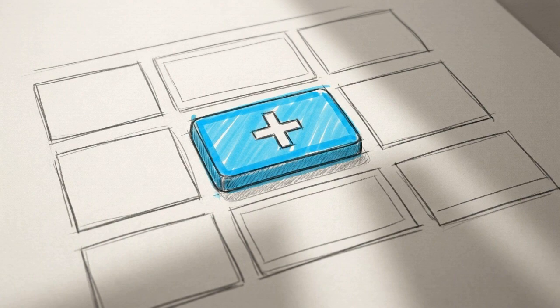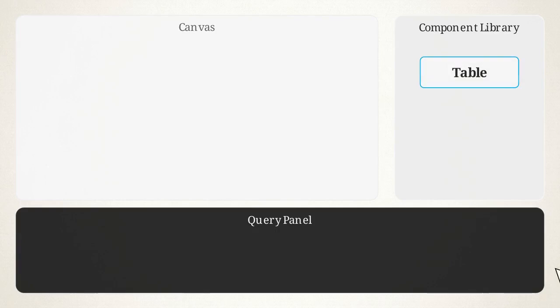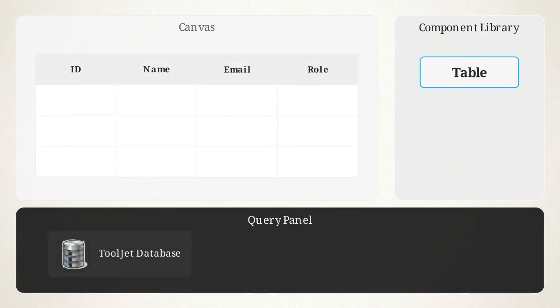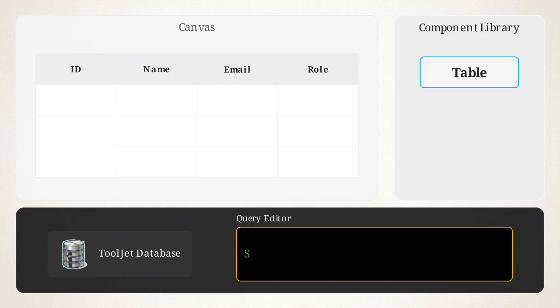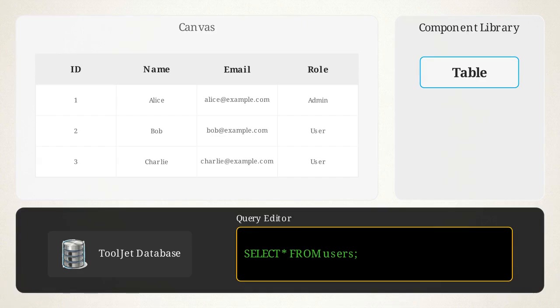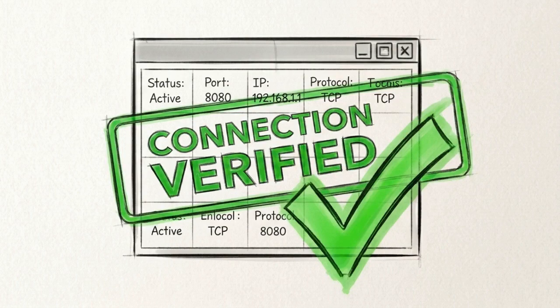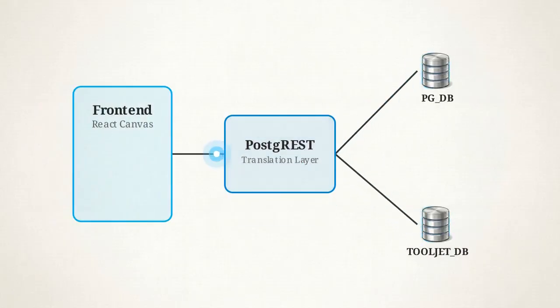To verify, drag a standard table component from the library on the right and drop it onto your application canvas. Connect this table to the built-in ToolJet database and write a query to pull data from a default table. As you execute the query, the table component should populate with rows of data. This visual confirmation confirms the Postgres translation layer is successfully communicating with your database.